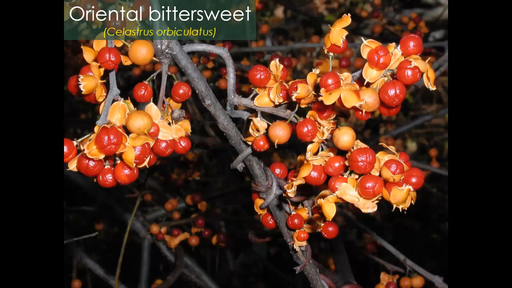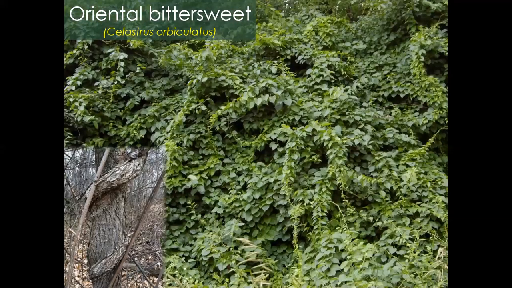So again, oriental bittersweet creates large, dense mats that shade out vegetation beneath, reducing diversity in forest edges and fields. And as you can see in the lower left, as these vines climb up host species, often trees, they can constrict around their host so tightly that they actually girdle and kill mature trees. So it can have impacts to our forests and their commercial value, either for timber, in a maple sugar stand, or just ecological value.